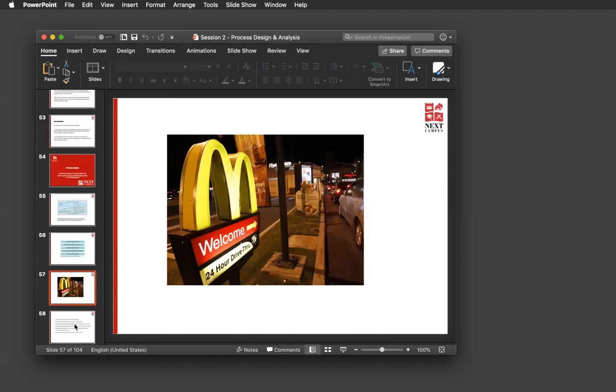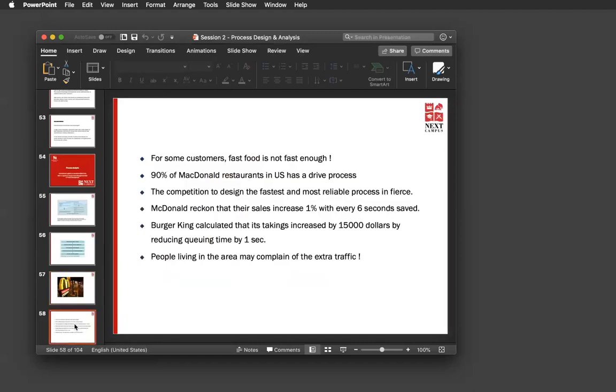They thought, if we can have a drive process where customers drive through, place the order, collect the order from the other counter, and then drive off, that will increase the sales, and that certainly did increase the sales. They reckon that sales will increase 1% with every 6 seconds saved. So what is important here is you're saving time for the customer.